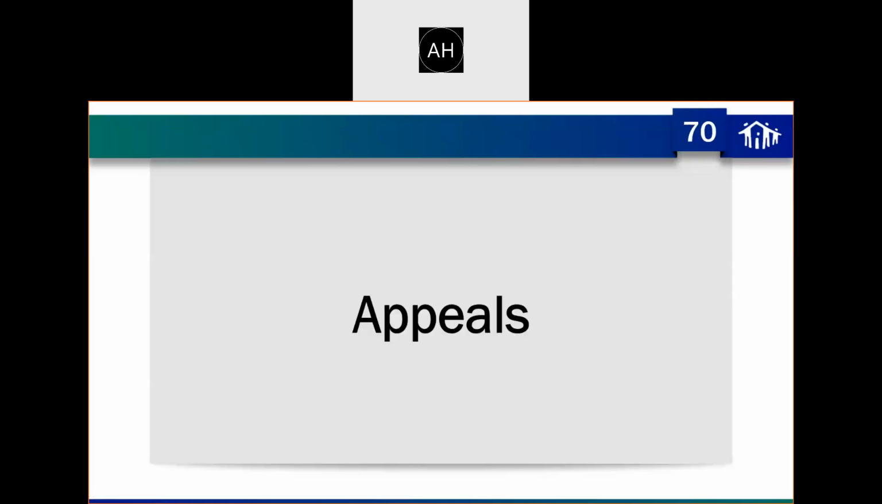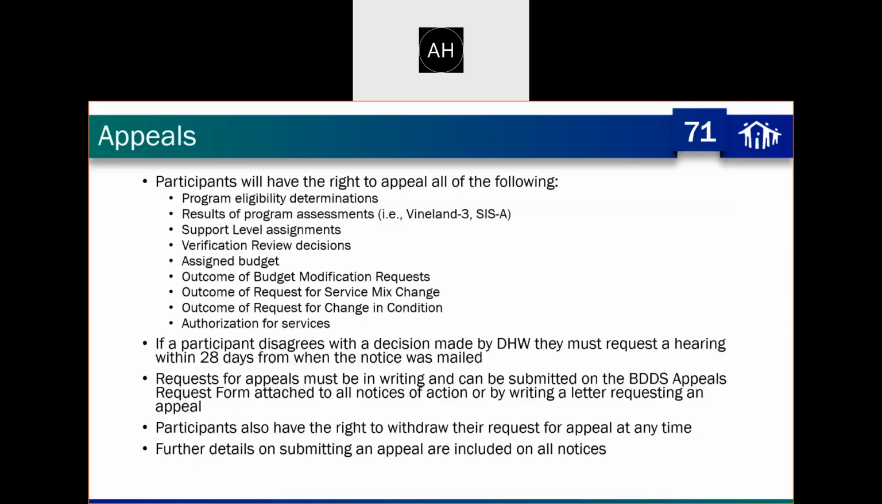And then really quickly, we'll just do a quick overview of appeals. Participants have the right to appeal all program eligibility determinations, the results of program assessments, support level assignments, verification review decisions, their assigned budget, the outcome of any budget modification requests, any requests for a change in service mix, or a request for a change in condition, and they can also appeal any authorizations for services. So if a participant disagrees with a decision that's made by DHW, they must request a hearing within 28 days from when the notice was mailed.